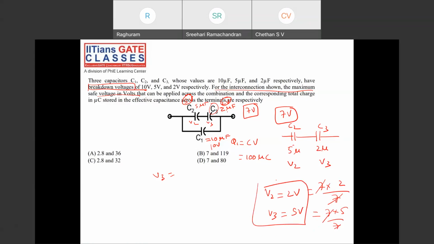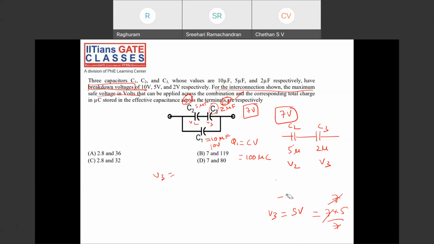Can I apply 5 volts to C3? No, right? I can't apply 5 volts to C3. Once more, sir. What's that equation about? V2, 2 by 7?